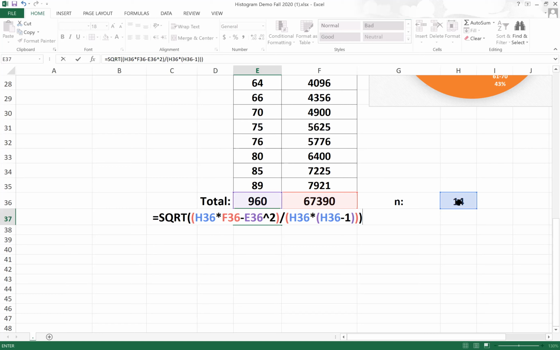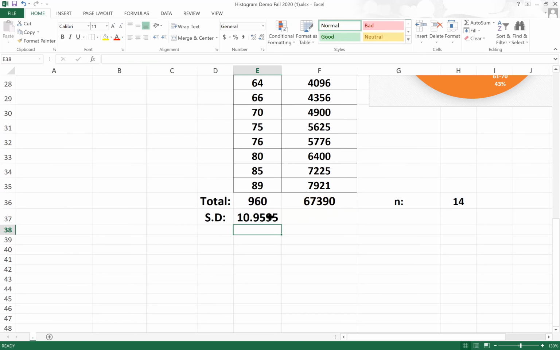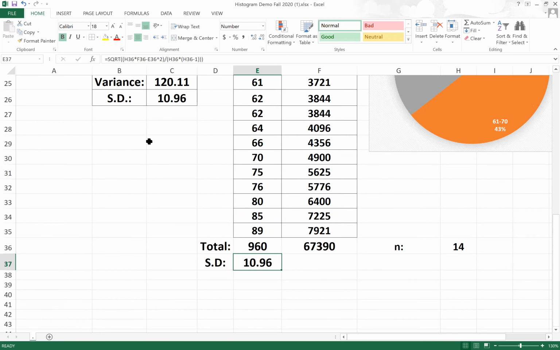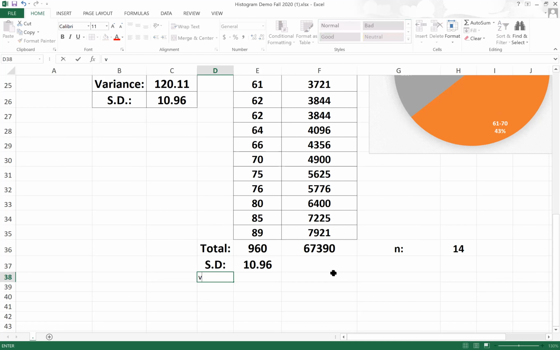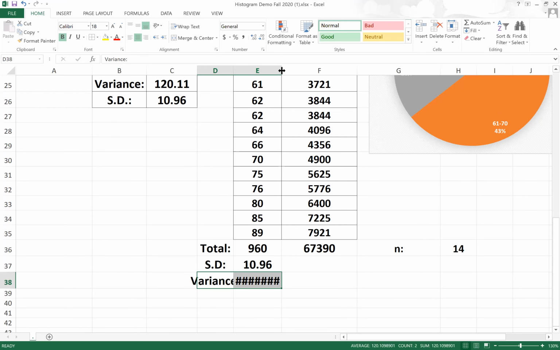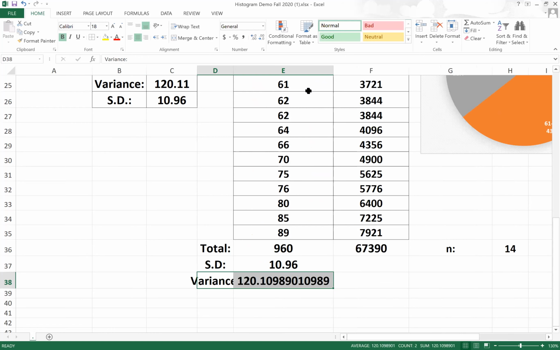Then once you do that, you enter and get 10.96. If you round to 2 decimal places, it should be exactly the same. Double check that. And then the variance: if you really want to confirm it yourself, you can just square the standard deviation. Variance is equal to standard deviation squared. You get 120.11. You have the same number using the formula and doing it yourself step by step, giving us the exact same result.